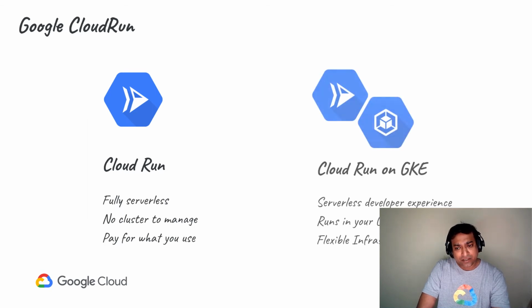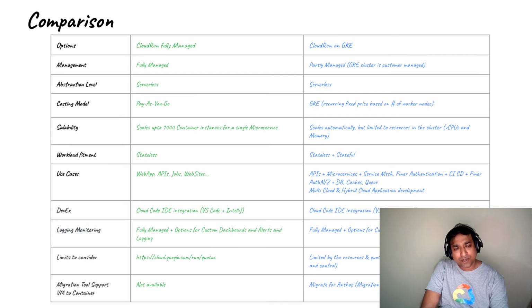The second variant is CloudRun on GKE. Now, this is basically extending that CloudRun abstraction and experience beyond GKE, to other clouds as well as hybrid cloud, if you were to run it, with the same experience of serverless. Let's do a quick comparison of both the solutions.